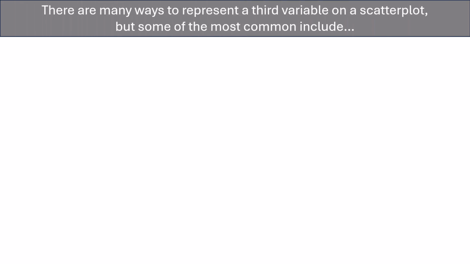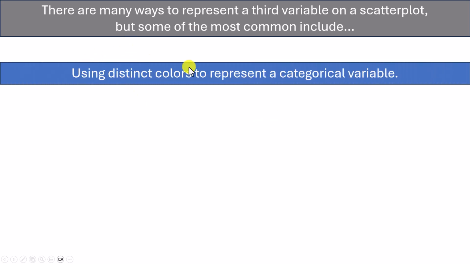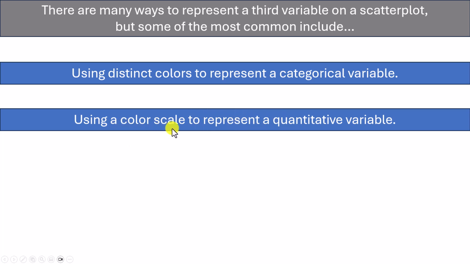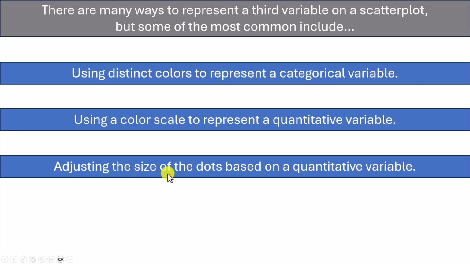There are many ways to represent a third variable on a scatterplot, but some of the most common include using distinct colors to represent a categorical variable, using a color scale to represent a quantitative variable, and adjusting the size of the dots on the scatterplot based on a quantitative variable. We'll look at examples of all three of these.